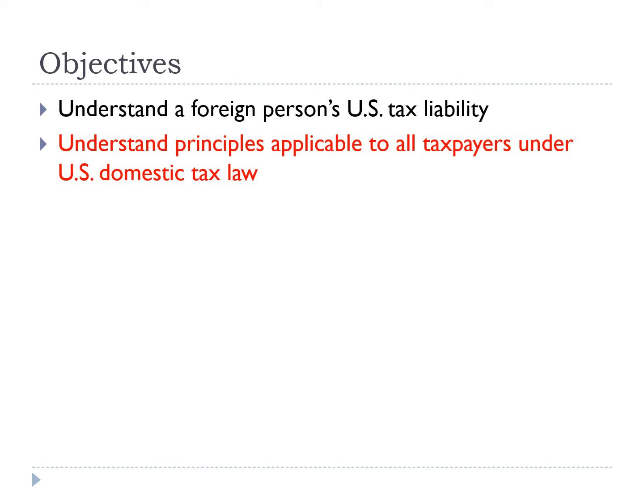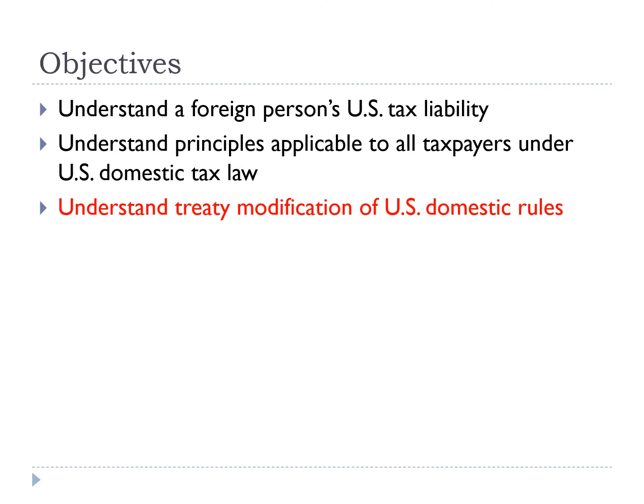In all cases, we will study general principles of U.S. domestic tax law applicable to all taxpayers, including the identification of U.S. income and the requirements for U.S. withholding on that income. And we will learn how tax treaties modify domestic tax rules, including the way they reduce or eliminate tax on income that is otherwise subject to U.S. tax.